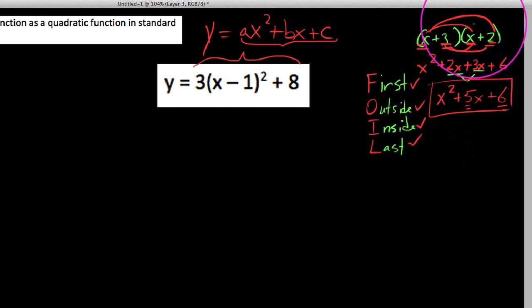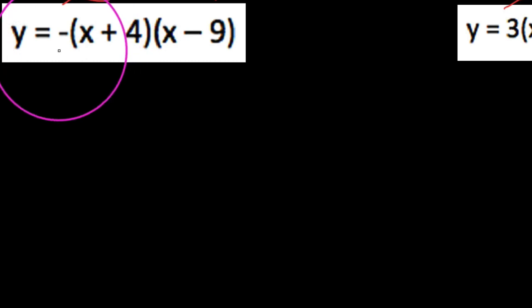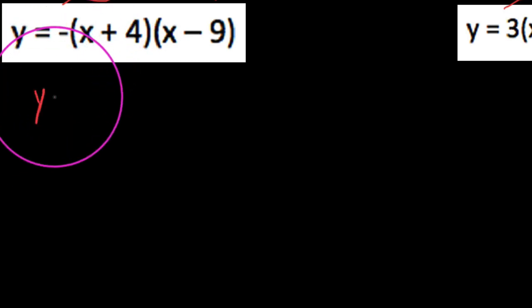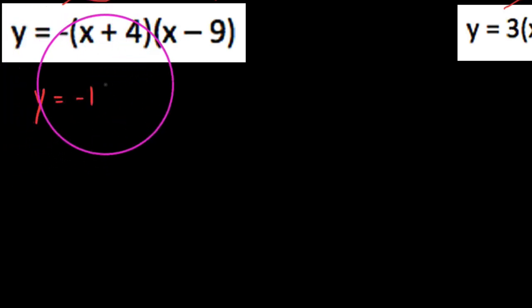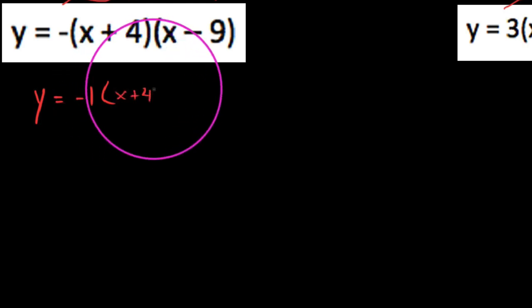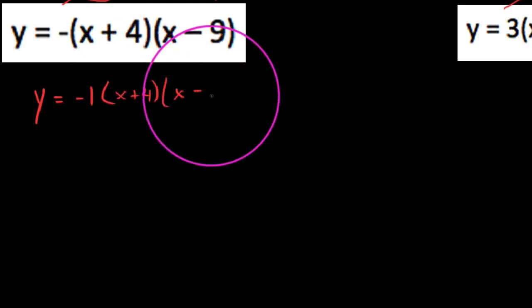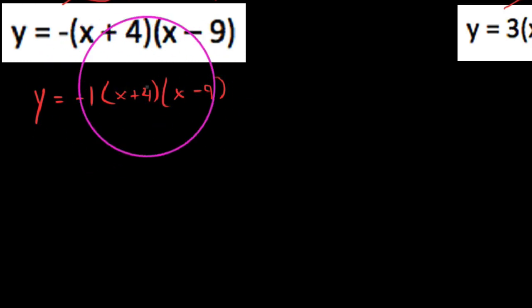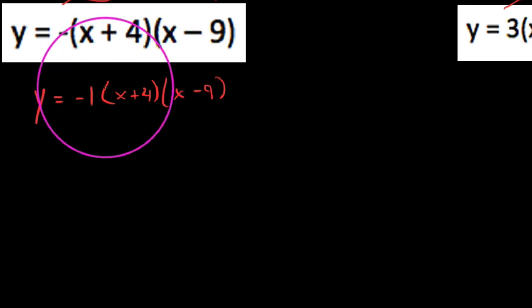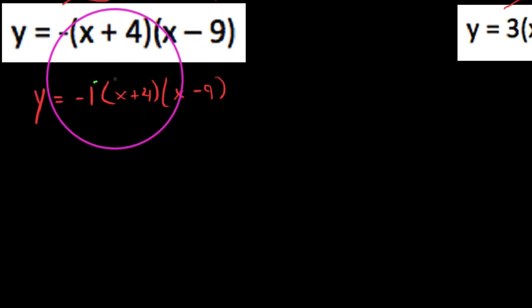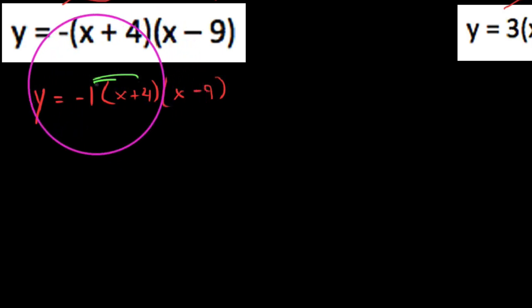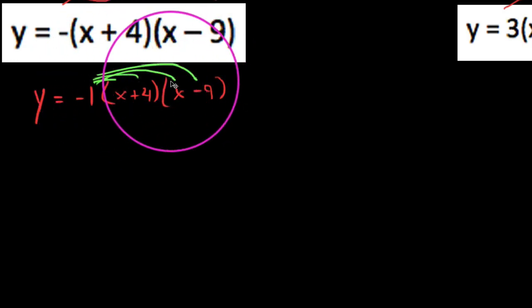Let's go ahead and talk about how we're going to use this FOIL method to now write these things in standard form. So taking a look at this first example, I'm going to rewrite this. As a matter of fact, I'm going to rewrite it like this. -1 times x plus 4 times x minus 9. So I see a lot of mistakes when I give problems like this. But the fact is, this -1, what do you do? Do you take it times the first set of parentheses? Do you take it times both sets of parentheses? What do you do with it?